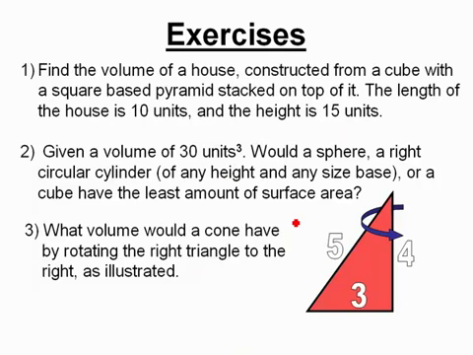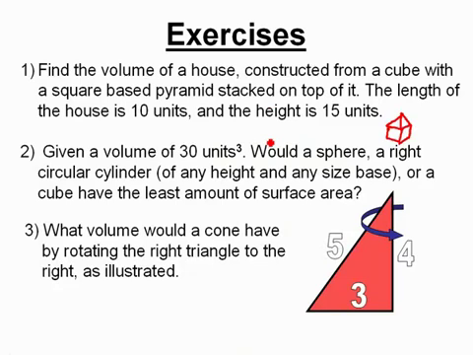And now for some exercises. Find the volume of a house constructed from a cube with a square-based pyramid stacked on top of it. The length of the house is 10 units, and the height is 15 units. So the house would look something like this. You've got a cube as the base, and a pyramid for a roof. Something like that. And you know the length of the house is 10 units, and the height is 15 units.